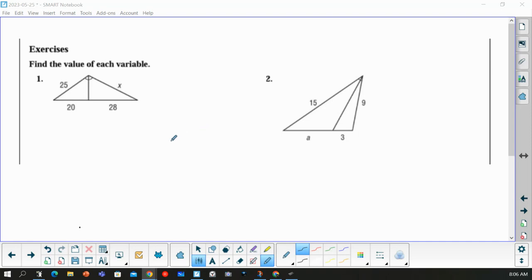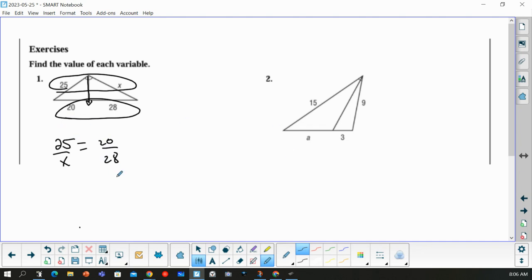We're working on this last section of lesson 6 in a triangle. We have an angle bisector. And remember, that angle bisector creates the line of the fraction. So 25 over x, 20 over 28.